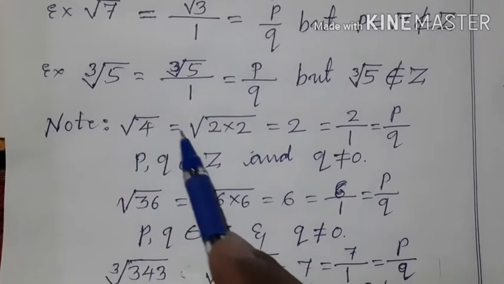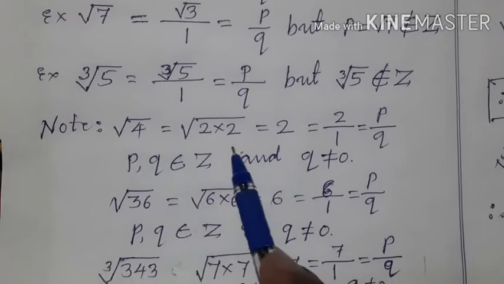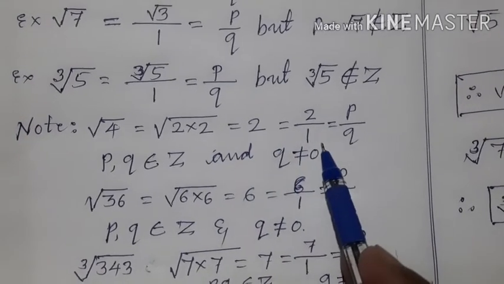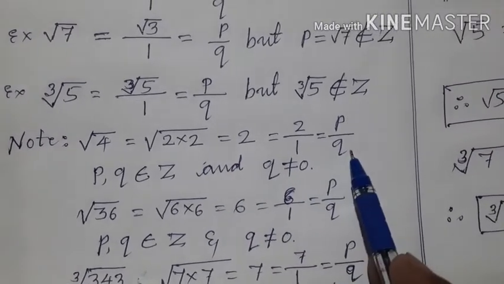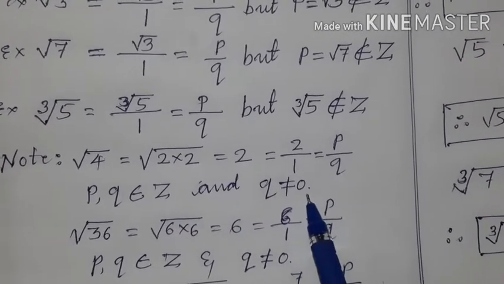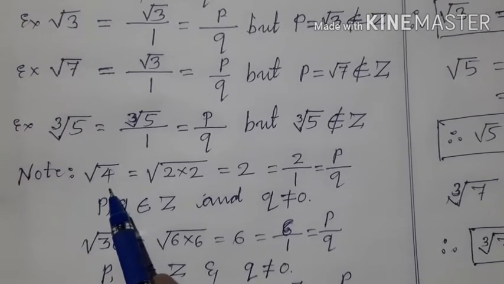Square root of 4 is equal to root of 2 into 2. Here 4 is a perfect square. That's why it is equal to 2, and 2 is equal to 2 by 1, which is p by q, where p and q belong to Z and q is not equal to 0. That is why square root of 4 is not an irrational number.